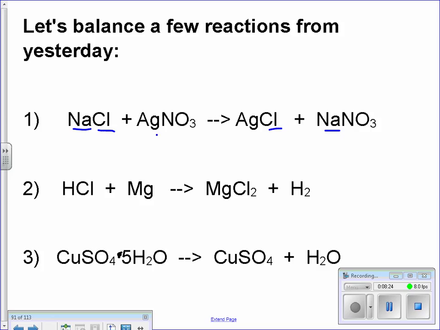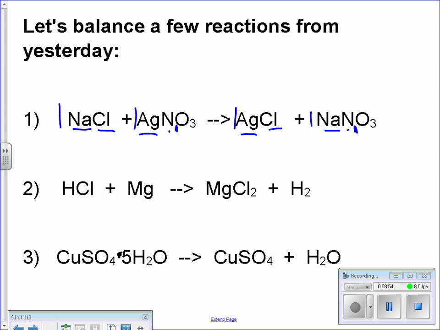All right, next. Silvers? 1. We're doing good. Nitrogen? There's actually an imaginary 1 after these nitrogens. Good. And oxygens? 3. So do I have to add anything? That's balanced. What are the coefficients on all of these? 1s, right? So that's a coefficient, 1, 1, 1, 1.